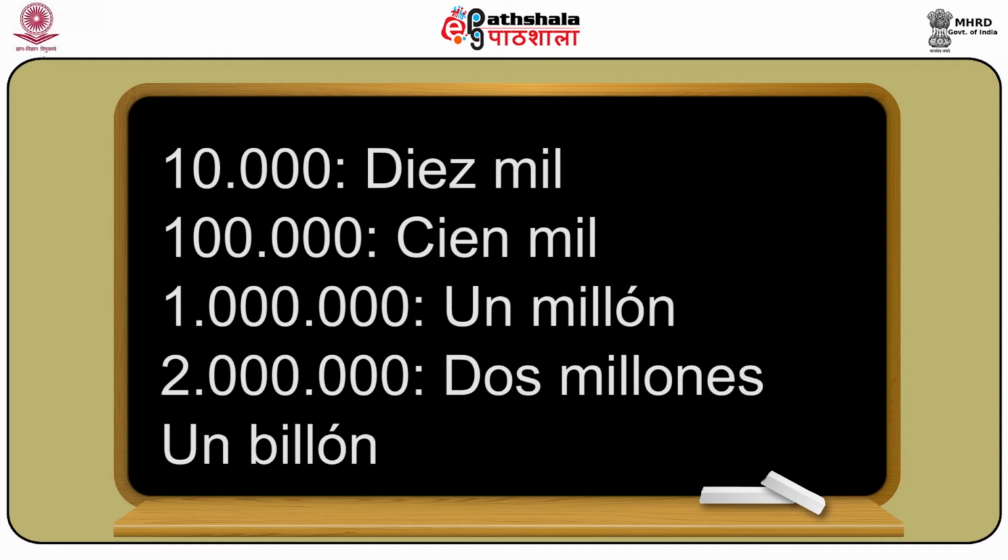10,000 is diez mil, 100,000, that's 1 lakh, is cien mil, 10 lakh, that is 1 million, it is un millón, and after 1 million you just add the number. For example, 2 million is dos millones, and 1 billion is mil millones. So this was more or less the basics about the numbers, that is cardinal numbers.